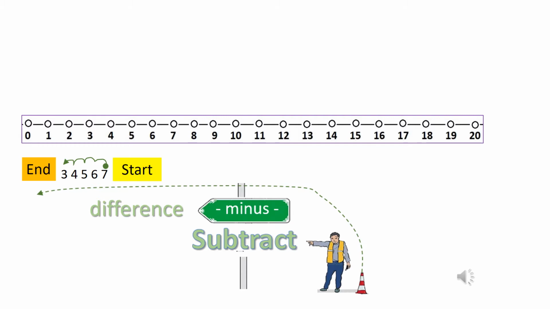And here's how it looks when we subtract on a number line. We start at a bigger number and we end at a smaller number. Minus, minus, minus. And the answer is called the difference.